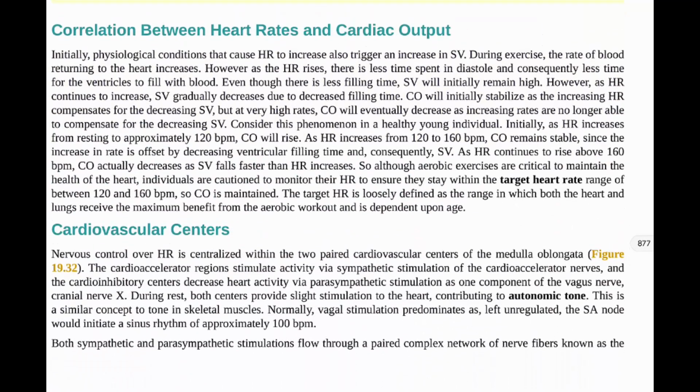So then we can take a little bit closer look at the heart rate and cardiac output. Initially, physiological conditions that cause heart rate to increase. So let's say someone's exercising, right? Physiological conditions like exercising cause the heart rate to increase, and also trigger an increase in our stroke volume. So as we start to exercise, I think that's what they say here.